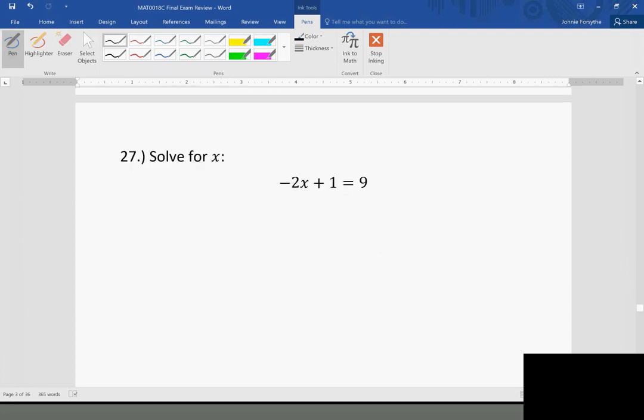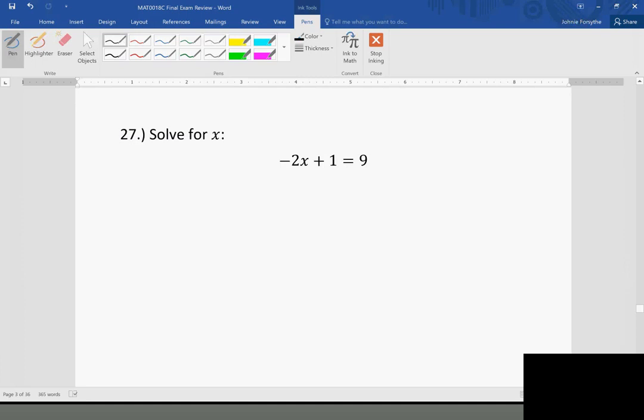Okay, 27, solve for x. So again, I want to get the variable by itself. So to start that process, let me get the term with the variable by itself. Let's get that negative 2x by itself. So I have this plus 1 on the left side of the equal sign here. So I want to get rid of that plus 1. So to make plus 1 go away, I'm going to subtract 1. But it's an equation. I have to keep my equation balanced. So if I subtract 1 from the left, I have to subtract 1 from the right.